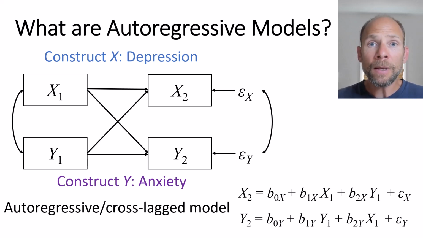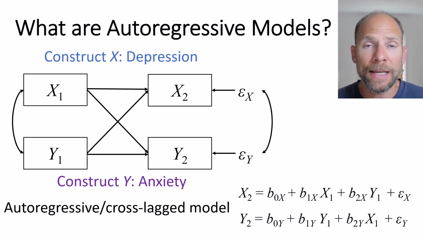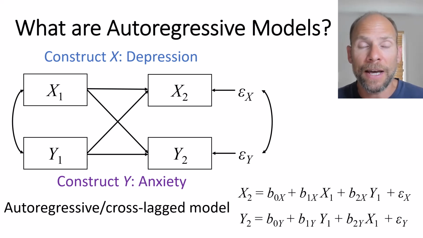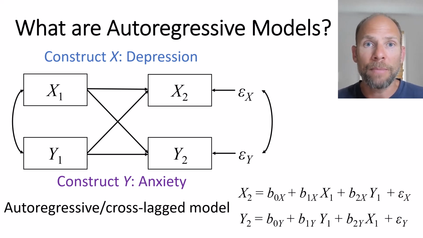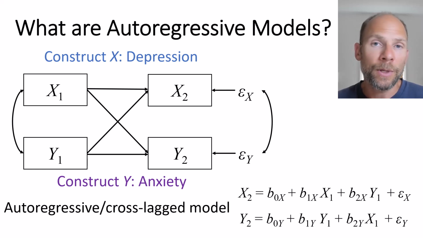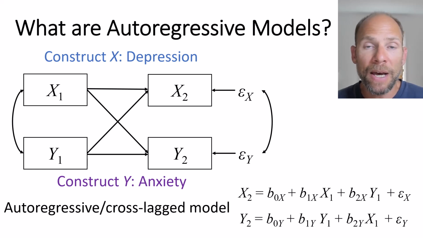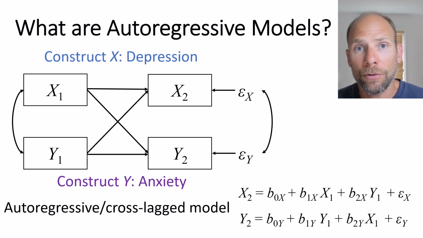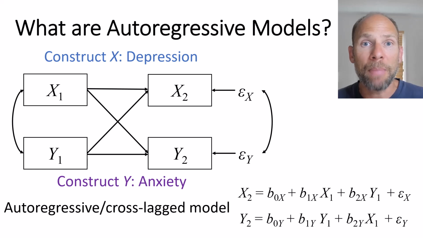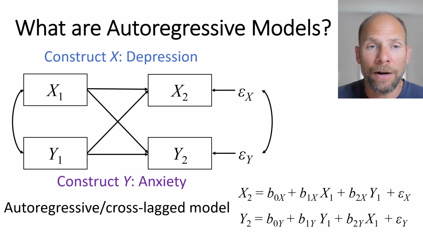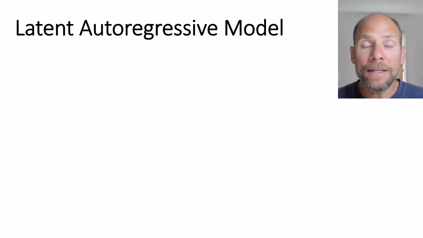Now, manifest autoregressive models like this one have the disadvantage that they do not account for measurement error. And so measurement error here is then part of the error term epsilon, and so we don't correct for it, which could have the downside that the B paths here, the autoregressive and cross-lagged paths, may be biased due to measurement error. Therefore, latent autoregressive models have also been developed.